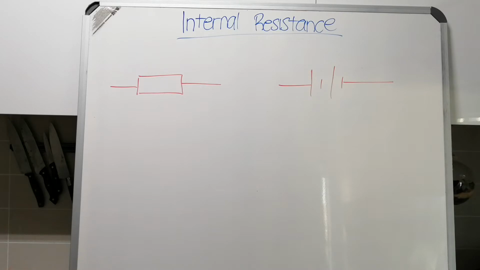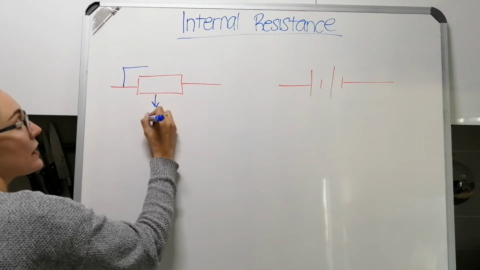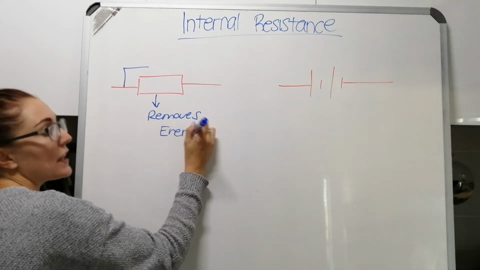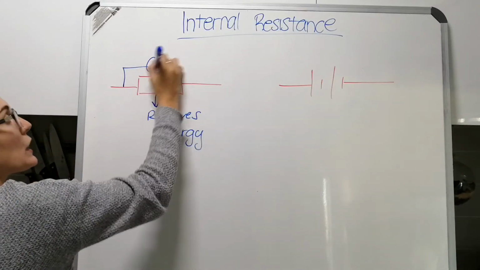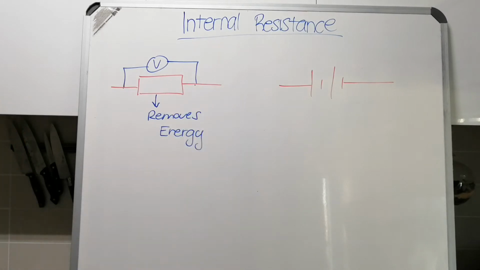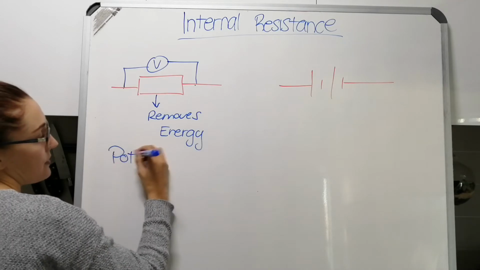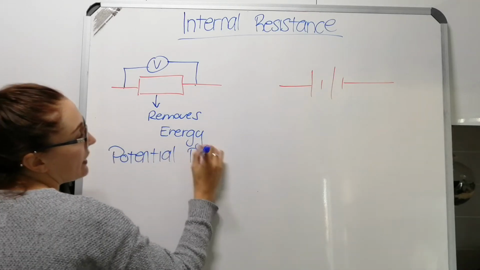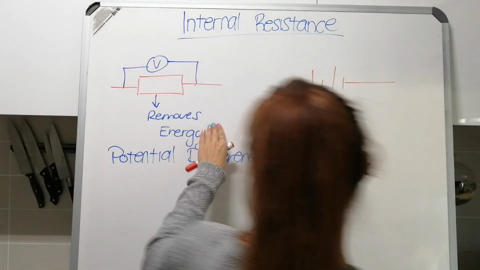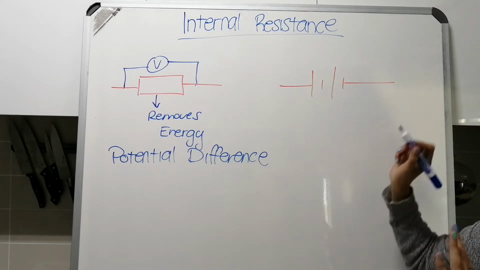Okay, so the potential difference, if you've got something like a resistor, this removes energy from the system. It uses up energy, okay? So any difference in voltage from there to there over a component that removes energy is potential difference. Okay. Now, the difference between something that removes energy and something that adds energy to the system, here, it's a little bit tricky.